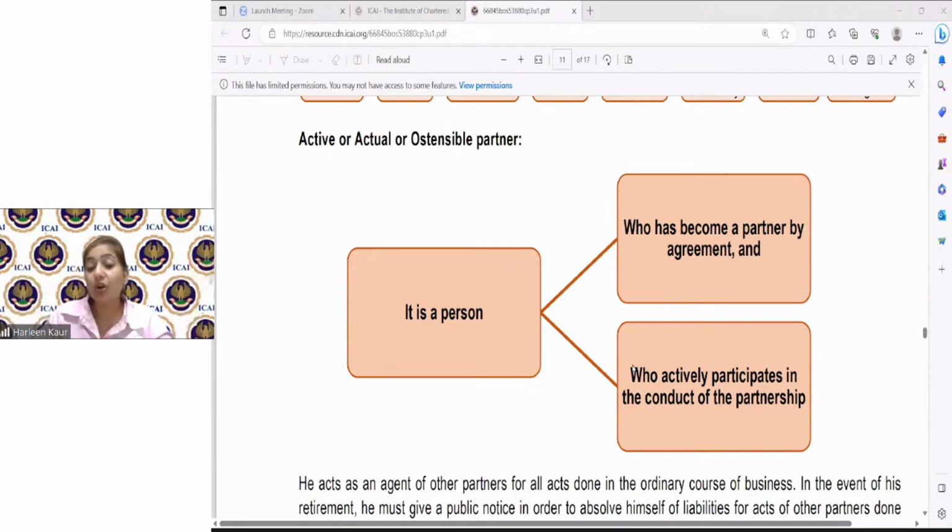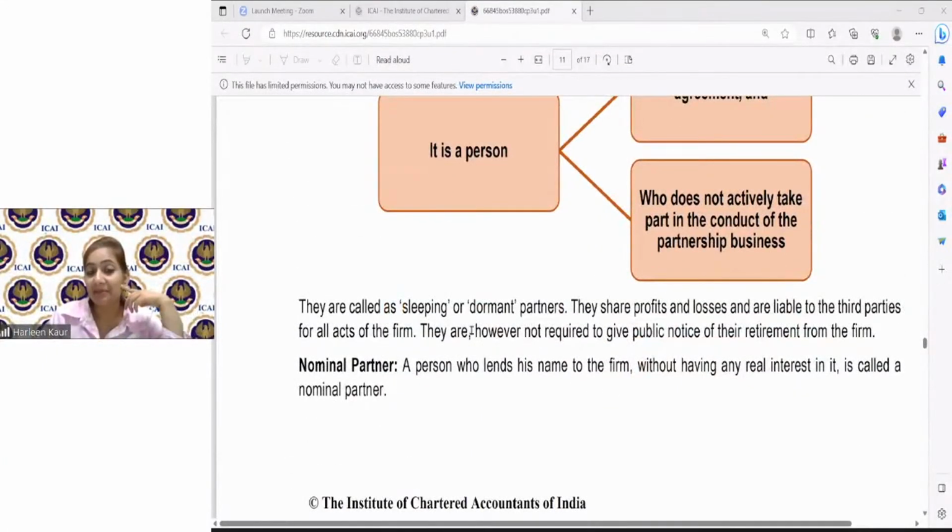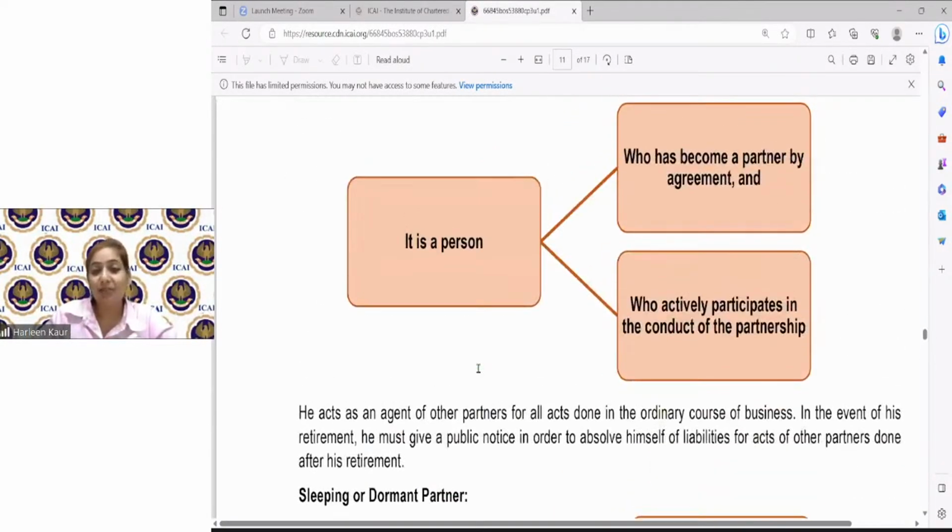So let me close your curiosity. Sleeping partner is held liable. You know, he's sharing the profits and he's liable for all the acts of the firm. Interesting? So let's see how. First, let's study the active partner.